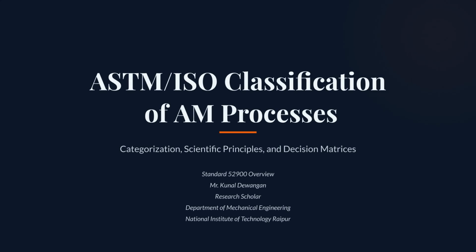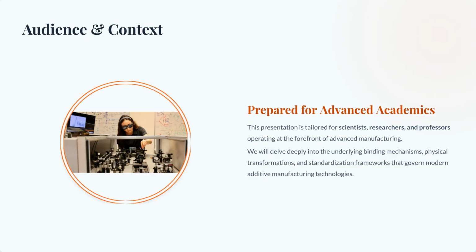Welcome to this video on the ASTM/ISO classification of additive manufacturing processes. We will explore the standard categorizations, scientific principles, and decision matrices defined by ISO ASTM 52900. This video is tailored for scientists, researchers, and professors in the advanced manufacturing field. We will examine the underlying mechanisms and standardization frameworks that govern modern additive technologies.